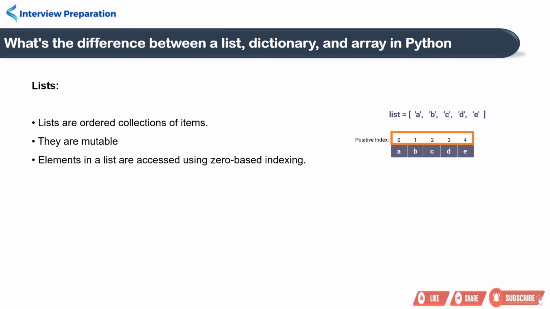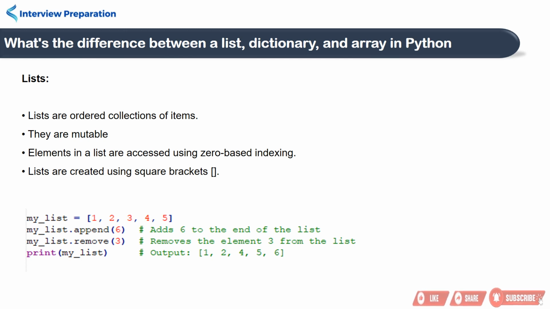Elements in a list are accessed using zero-based indexing. This means that the index of the first element in the list is 0, the second element is at index 1, and so on. Lists are created using square brackets. This example initializes a list with elements 1 through 5, appends 6 to the end of the list, removes the element 3 from the list, and prints the updated list, resulting in 1, 2, 4, 5, 6.